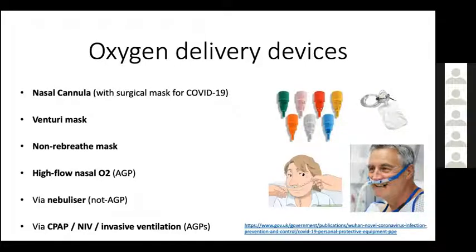High flow nasal oxygen is something that people might be familiar with from the intensive care unit. They typically give anything from 20 litres of oxygen a minute upwards via what looks like nasal cannulae, but gives a lot more than your standard nasal cannulae. That is an aerosol generating procedure, but oxygen can also be given through a nebulizer, which importantly isn't an aerosol generating procedure. And then obviously if you've got a patient who's on CPAP, who's being non-invasively ventilated or invasively ventilated, we can provide oxygen there.